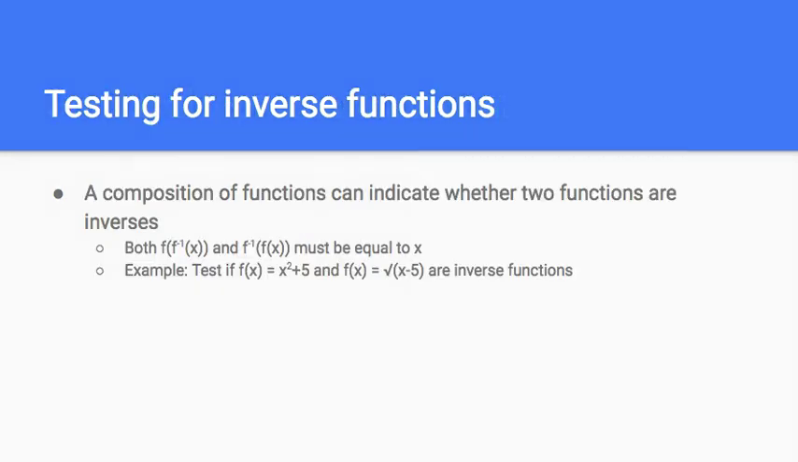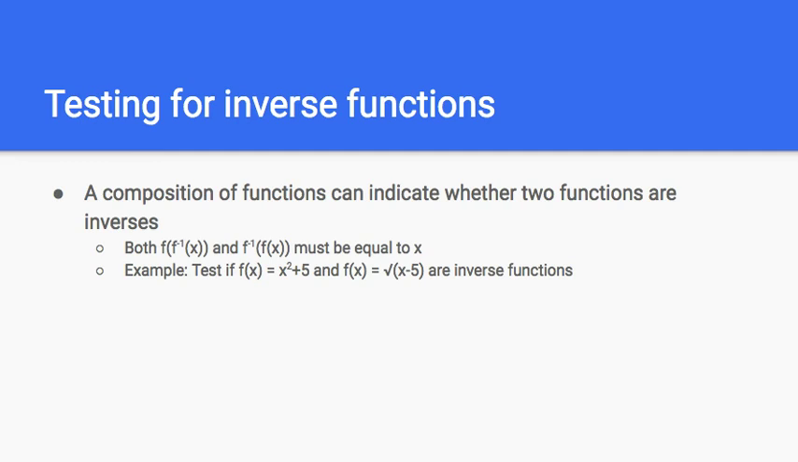So, lastly, we're going to go over how to test if two functions are inverses or not. We can do this by a composition of functions. What this means is that both f of f inverse of x and f inverse of f of x must be equal to x. I know this sounds a little bit complicated, all this function notation, but it essentially means that if you plug in f of x into f inverse of x, you should get x as an answer. Not negative x, not 2x, just x.